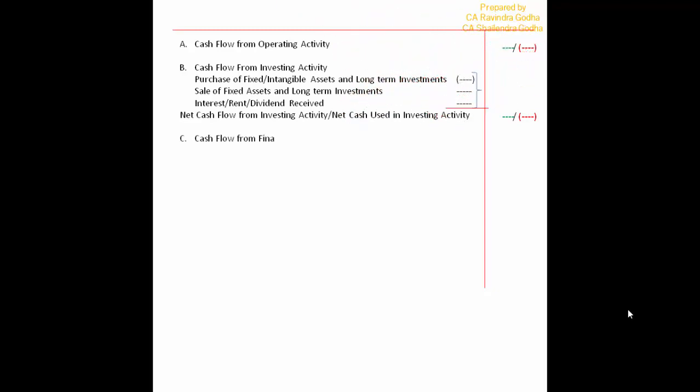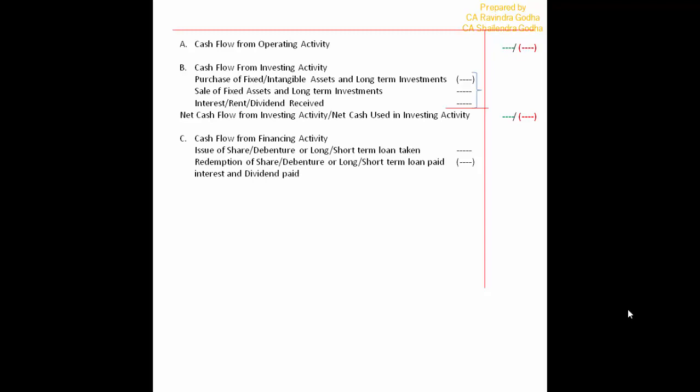The third activity is cash flow from financing activity. It is the last activity. Again, there are three items in this activity: issue of share, debenture, or long-term or short-term loan taken. It is an inflow. When you take money from someone, there is an inflow of cash. The opposite of it, redemption of share, debenture, or long-term or short-term loan paid, is an outflow. And interest and dividend paid is again an outflow.